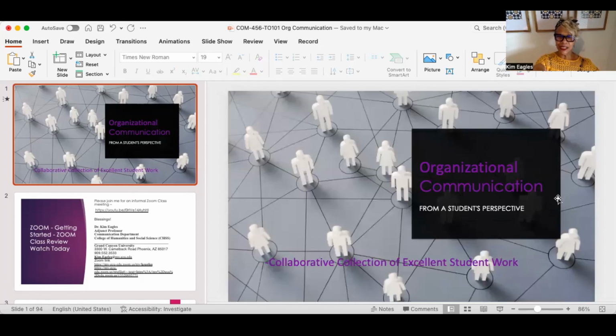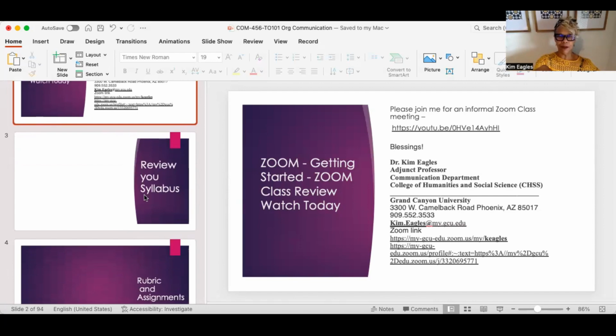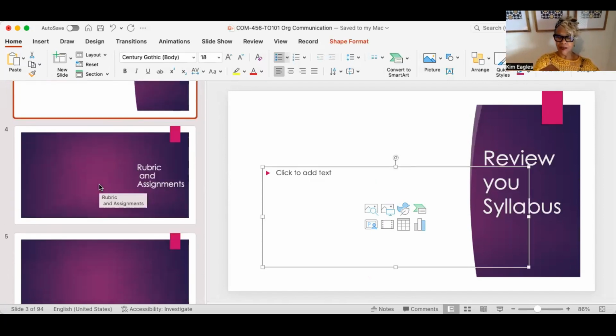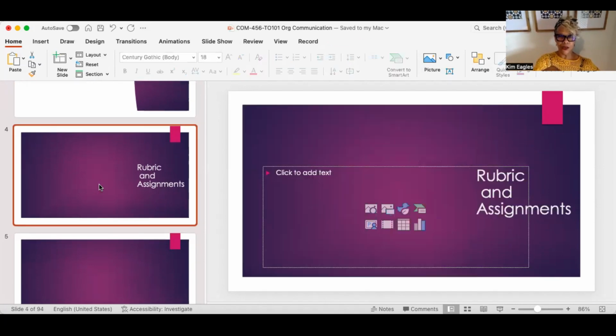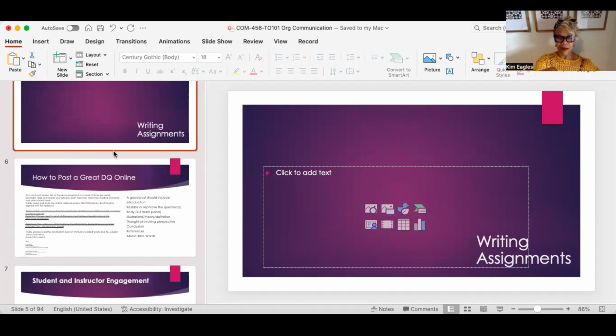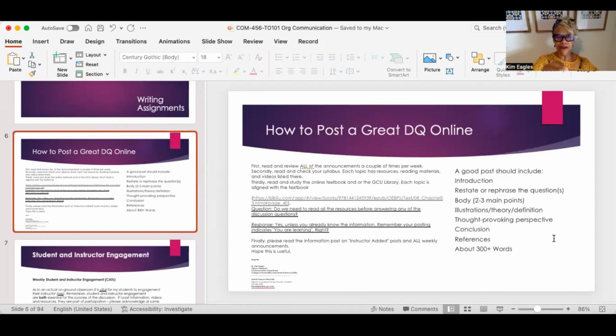So again, this class is organizational communication, and let's just go through some of the expectations that I have for you. First, I'd like for you to start specifically by reviewing your syllabus. Make sure that you are getting that information that is directly needed for your ongoing success. Also, review your rubric and all of the different assignments that you will be responsible for as well. There are several assignments for writing. It's very heavily involved in communication with your peers, online discussion groups, and also there are elements of the writing assignments and direct posts. So I'm a real stickler for really submitting a good discussion post online.